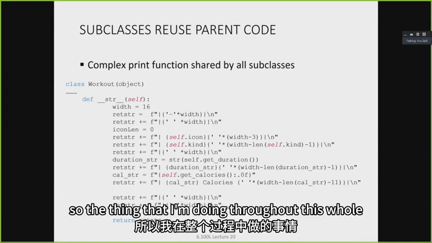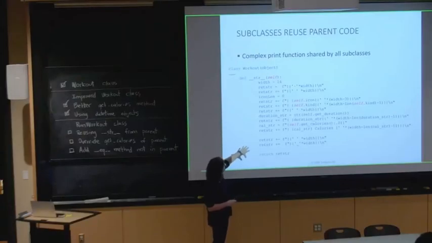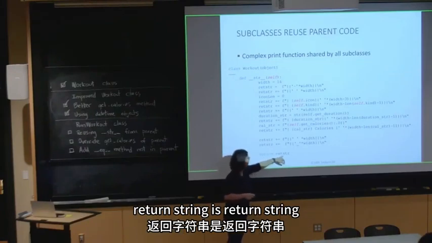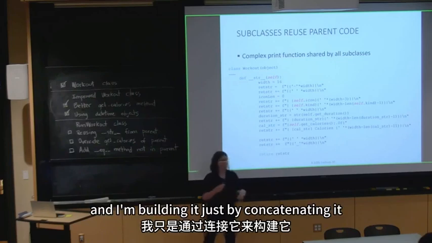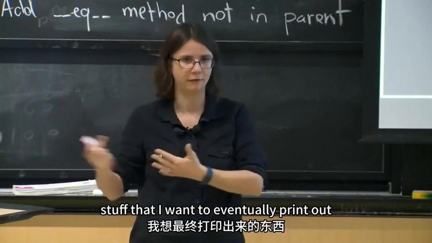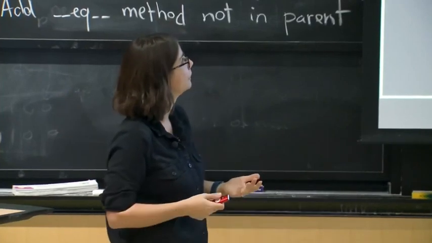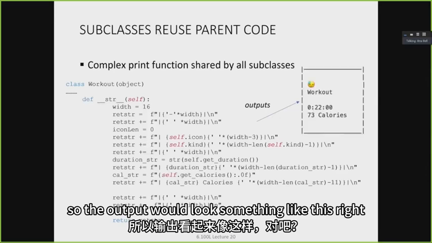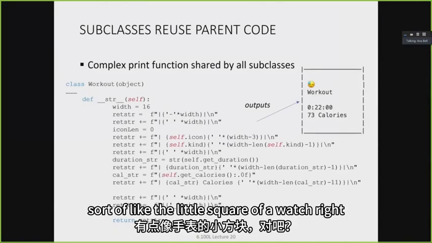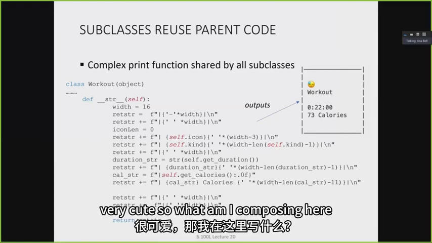So the thing that I'm doing throughout this whole method is to basically just build up my string to return. Return is return string. And I'm building it just by concatenating it piece by piece with more and more stuff that I want to eventually print out. So the output would look something like this, right? I'm basically printing out on the console, sort of like the little square of a watch, right? Very cute. So what am I composing here?